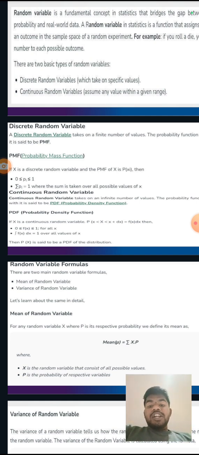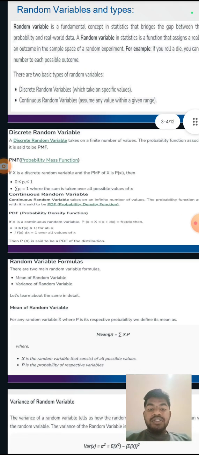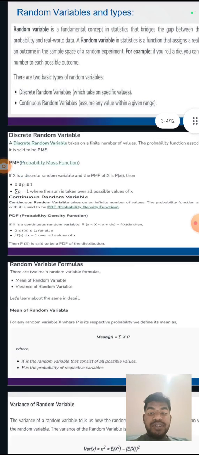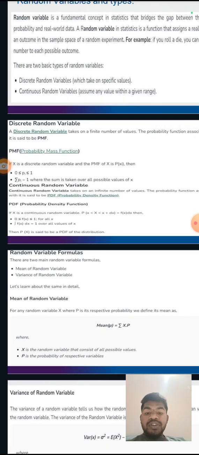Continuous random variables. Continuous random variables take an infinite number of values. As we said before, continuous random variables are infinite, while discrete random variables are finite. The probability function associated with a continuous random variable is the probability density function. For discrete random variables there is a probability mass function, but for continuous it is the probability density function.